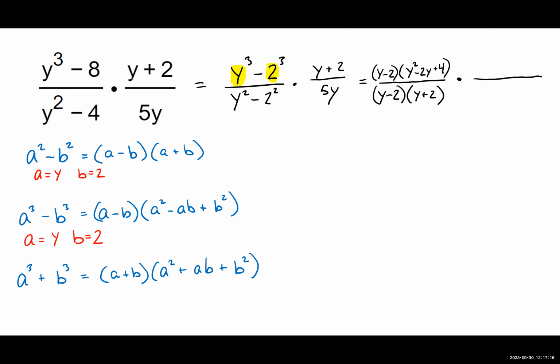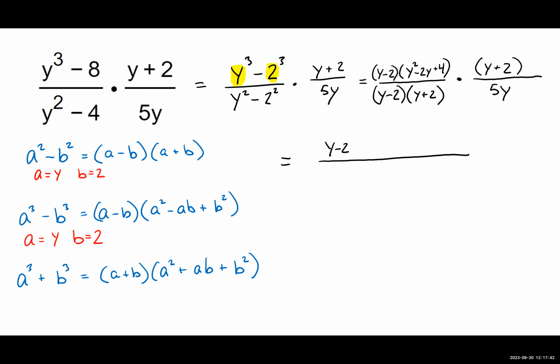The fraction on the right, y plus 2 divided by 5y. Well, y plus 2, that doesn't factor. There's no common factors. There's nothing to do with that. I'm just going to put parentheses around it, sort of align it with everything else the way it's written. And then there's a 5y on the bottom. So multiplication, top times top over bottom times bottom, we could write this as one big fraction.